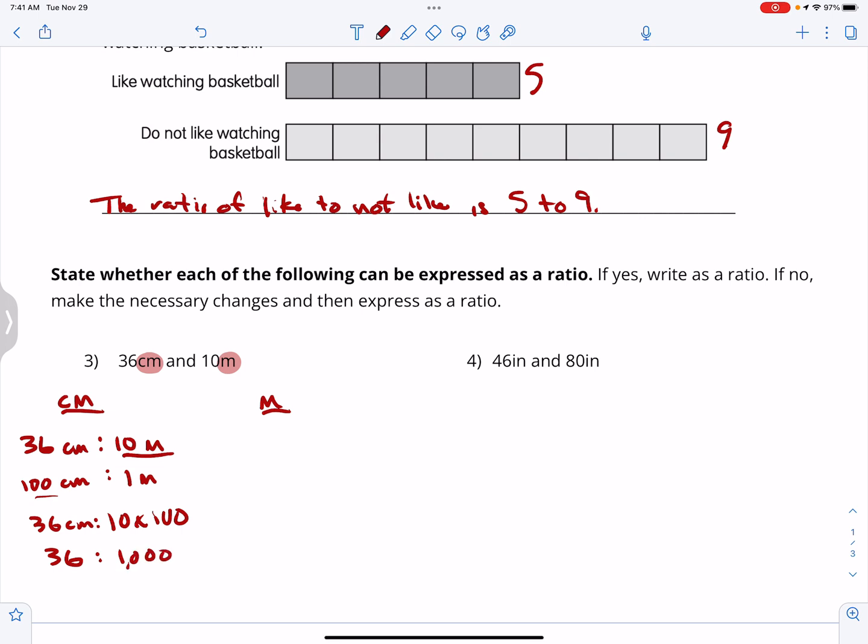Now if we were doing it in the meter style, we would have 36 centimeters to 10 meters. I know that now I'm going to have to flip-flop it. If 1 meter is 100 centimeters, that means that 1 centimeter is 1/100th of a meter. Let that sink in for a minute. If 1 meter is 100 centimeters, that means that 1 centimeter is 1/100th of a meter.